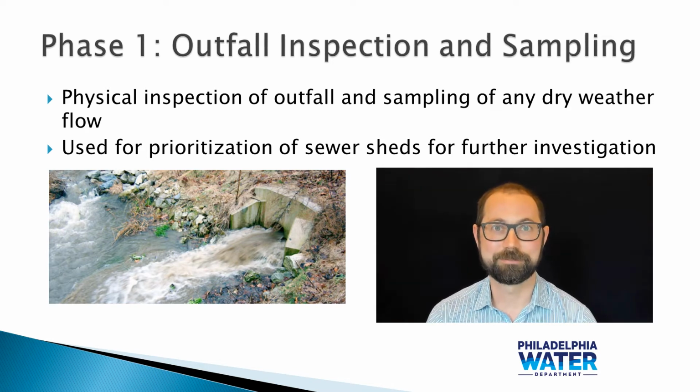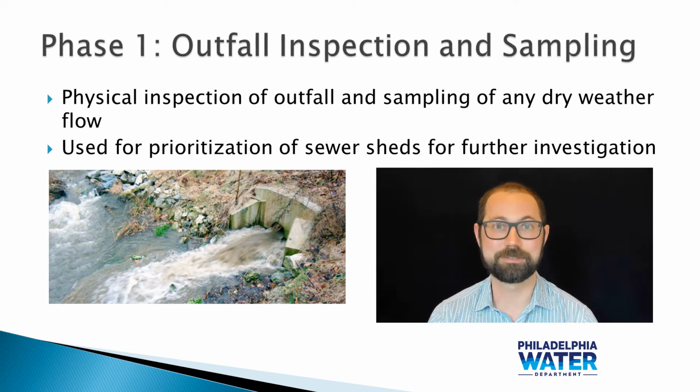When staff reach an outfall during dry weather and observe flow, they are doing two things. First, they're characterizing the quantity of flow. What's the rate that we're seeing? And then second, we're taking a sample. Samples are returned to the laboratory and analyzed for fecal coliform and for fluoride. Fecal coliform being an indicator of sanitary sewage, and fluoride being a component added to drinking water. So these are two indicators that something other than stormwater has been entering the separate storm sewage system.